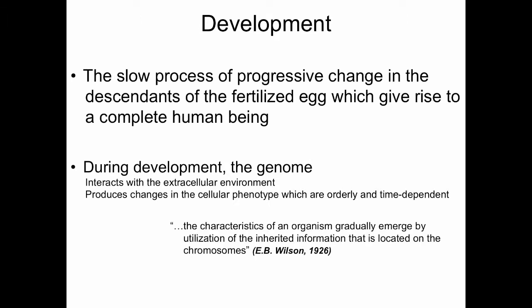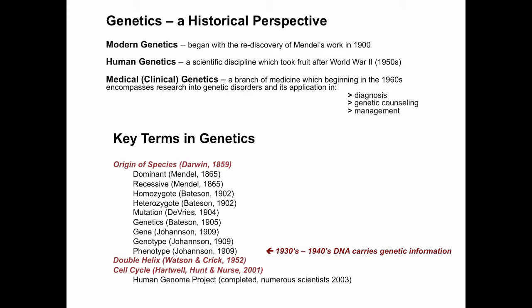And in 1926, the great biologist E.B. Wilson said that the characteristics of an organism gradually emerge by the utilization of inherited information that is located on the chromosomes. That's a pretty extraordinary statement to be made so early in the 20th century.